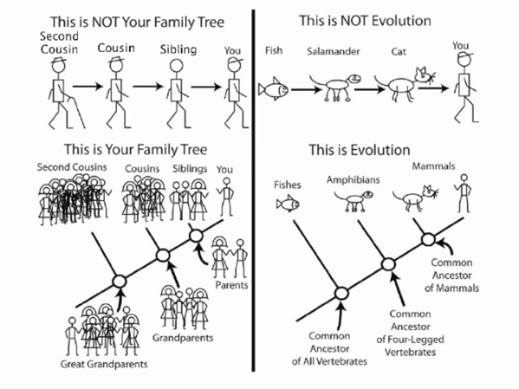You and a cat are both mammals. You have a common ancestor that was a common ancestor to all mammals. You and an amphibian have a common ancestor to four-legged vertebrates, and you and a fish have a common ancestor to all vertebrates. And those common ancestors don't exist anymore. So we don't know exactly what they look like.